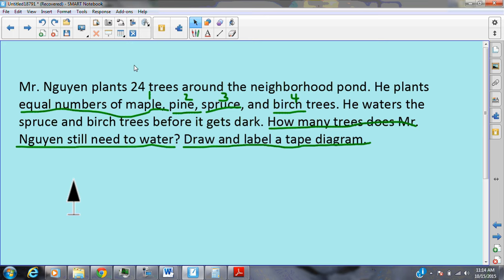Draw and label a tape diagram. What are we being asked to do? Tell how many trees Mr. Naguin still needs to water. So they're telling you some information, and they're asking you to draw a tape diagram to help you. So the first thing I'm going to do is draw a tape diagram.